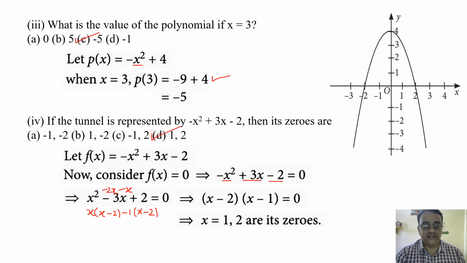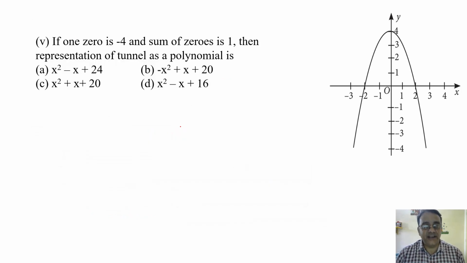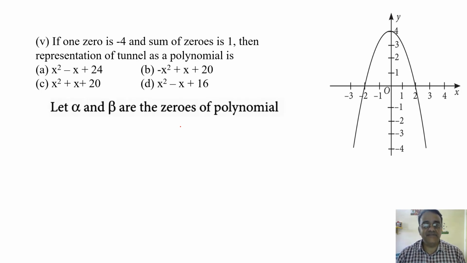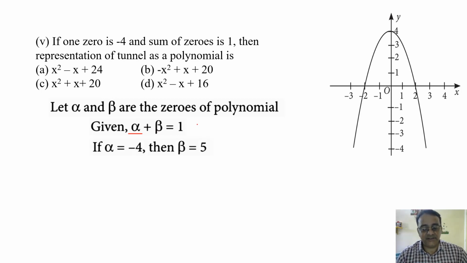Option D, right. Now we are moving toward question number 5: if one zero is minus 4 and the sum of zeros is 1, then the representation of the polynomial is dash. So one zero, minus 4, is given. Let the two zeros be alpha and beta, and alpha plus beta is given as 1, the sum of zeros. Alpha I am going to take as minus 4, so minus 4 plus beta. When you shift minus 4 to this side, it will become 1 plus 4, that is 5, so beta we got 5. Right?